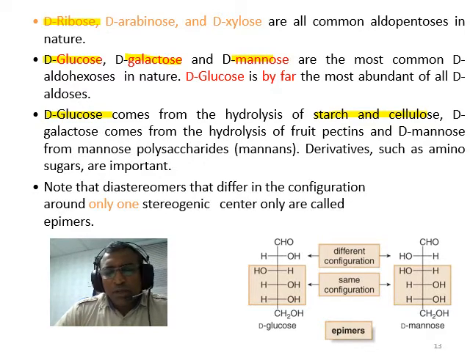And also another chemistry term was mentioned, that is epimer. Glucose and mannose differ only in the configuration at this location, and therefore these two are epimers of each other.